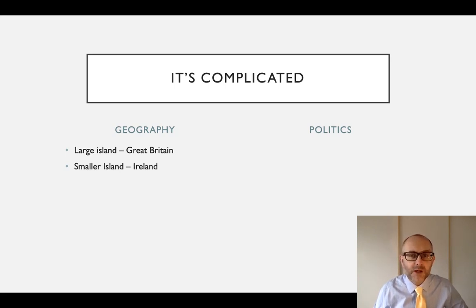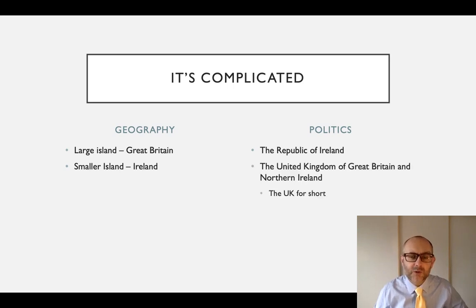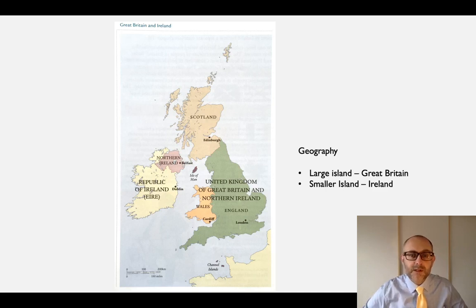But then we also have politics, and politics, as always, makes things complicated. So we have the Republic of Ireland, which is part of Ireland. And we also have this area called the United Kingdom of Great Britain and Northern Ireland. So we can see we've got two Irelands, the Republic of Ireland and Northern Ireland. So let's look at this map here.